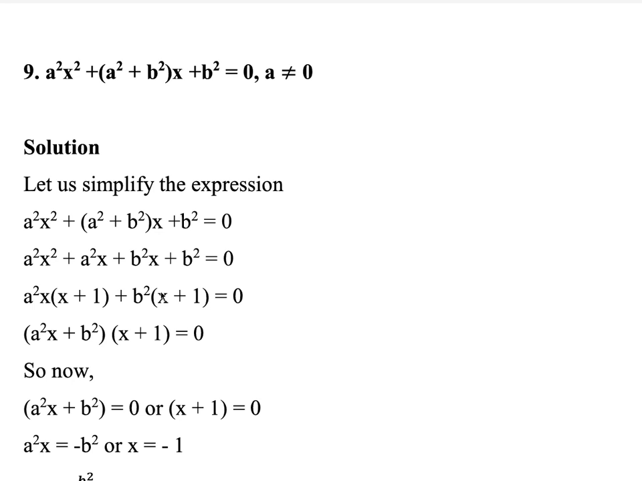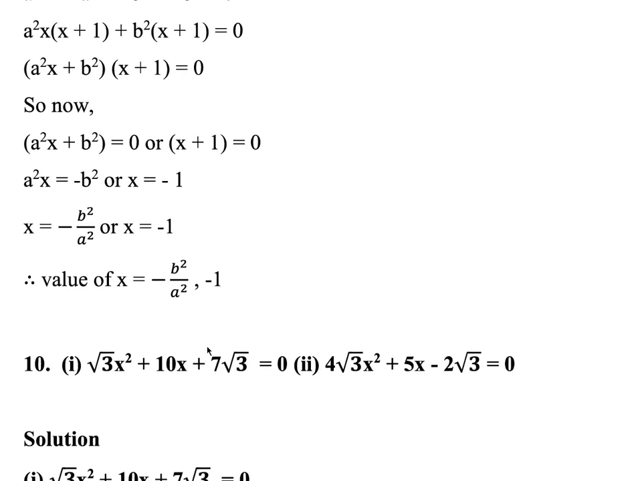So we are getting here the two values of x, that is p and q. Come to the next problem. a square x square plus (a square plus b square) into x plus b square is equal to 0, a not equal to 0. So a little bit of simplification, you will get (a square x plus b square) into (x plus 1) is equal to 0.